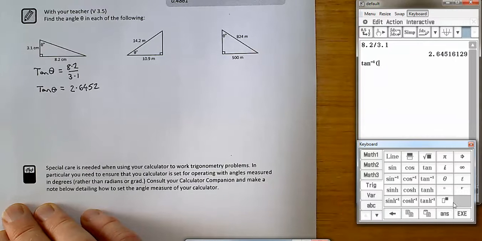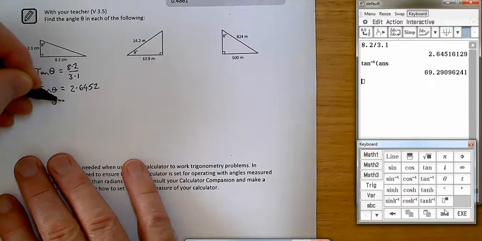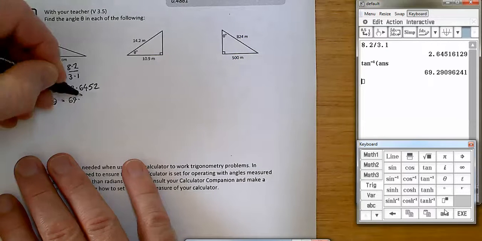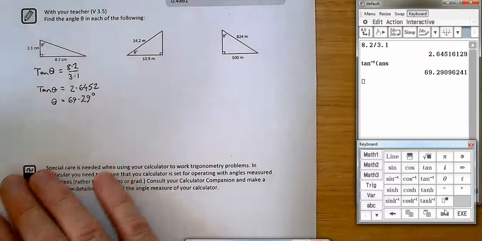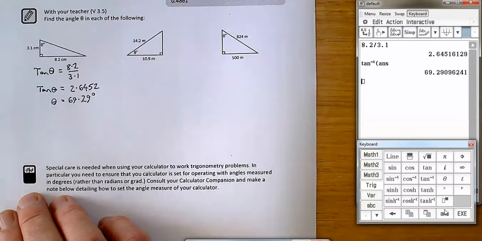Now, if you can use this, it's really good. I've got the previous answer on the screen, so I want to find out the angle that's got a tan value of, and I'll just put there the tan of my previous answer, because that's going to take into account all the decimal points. If I do that, I don't even have to close it with a bracket, I don't think. It'll work it out for me. And the answer is theta equals 69.29 degrees. In this course, it's okay to leave your answer just as a decimal like that.